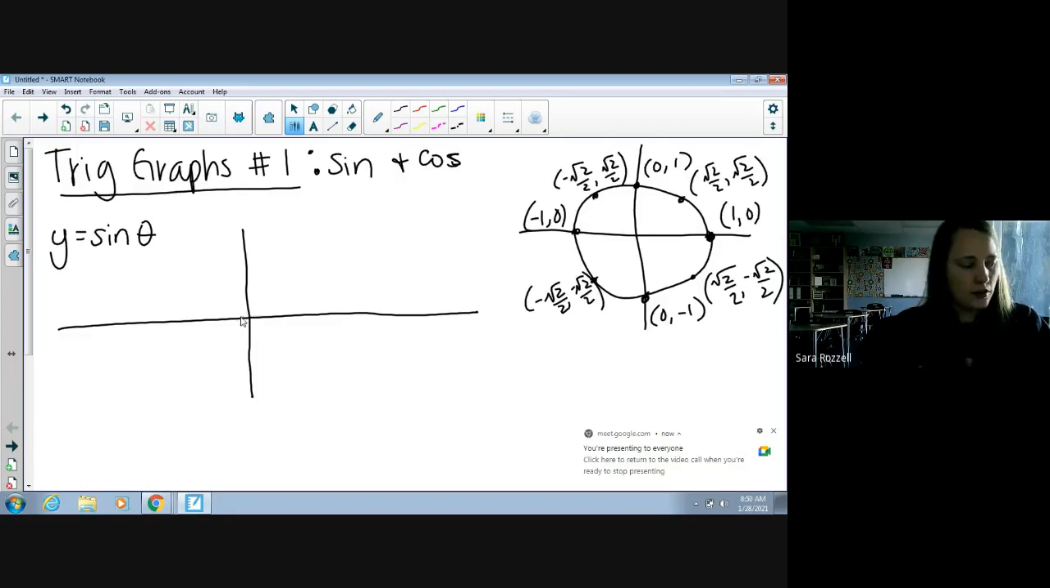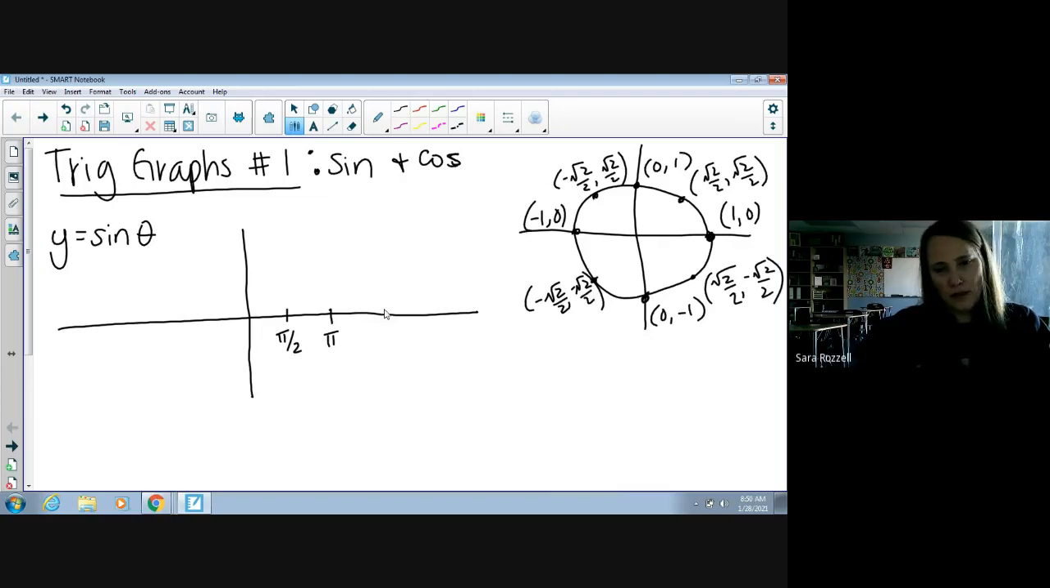So we're going to go by pi over 2. We're going to mark it off using radians. Pi over 2, and then pi, and then 3 pi over 2, and then 2 pi. We'll also go backwards. Negative pi over 2, negative pi, negative 3 pi over 2, and negative 2 pi.